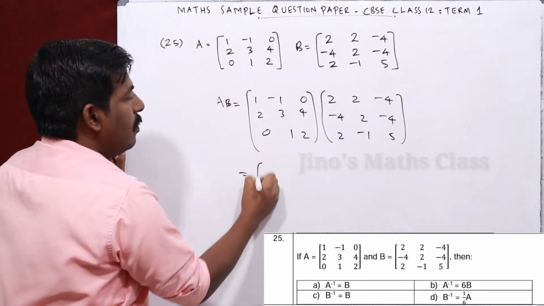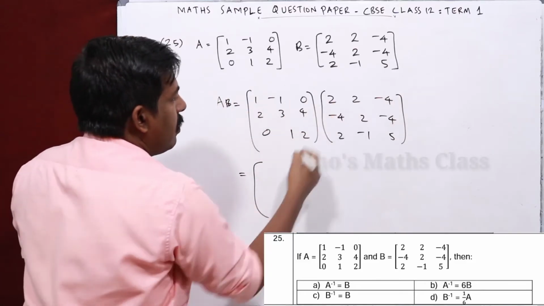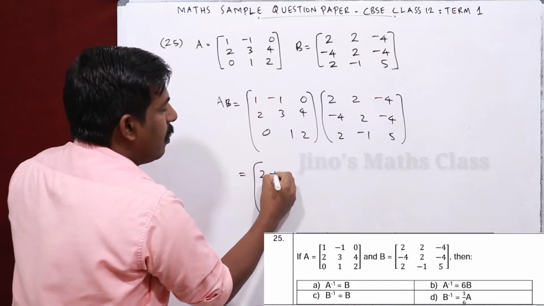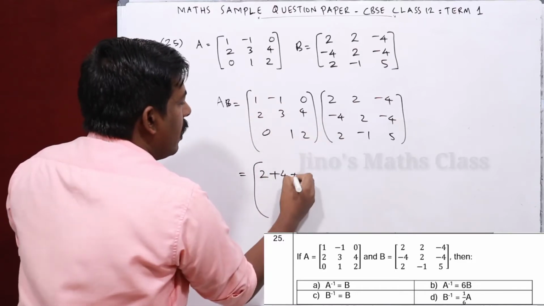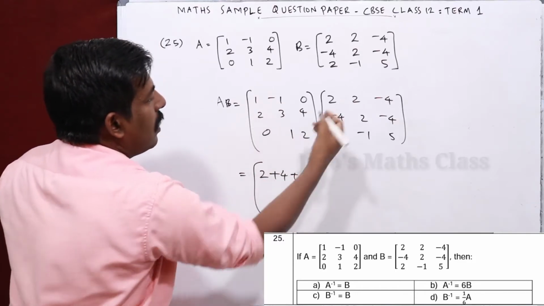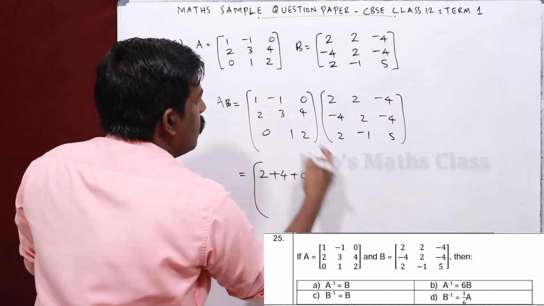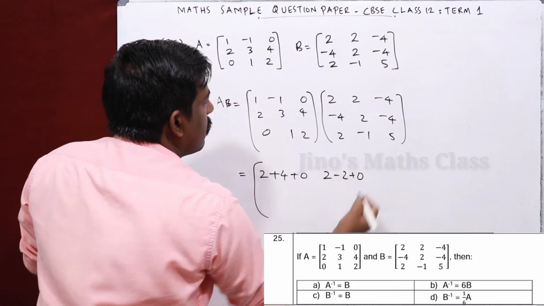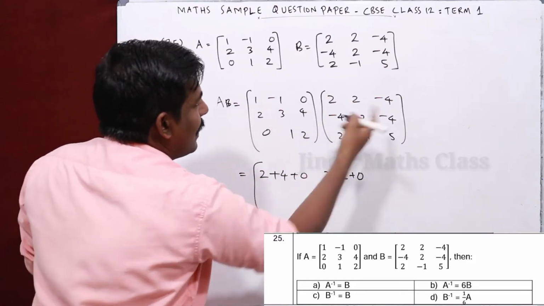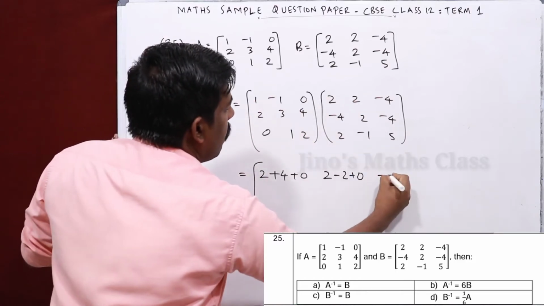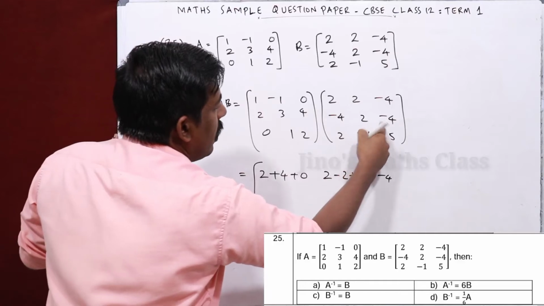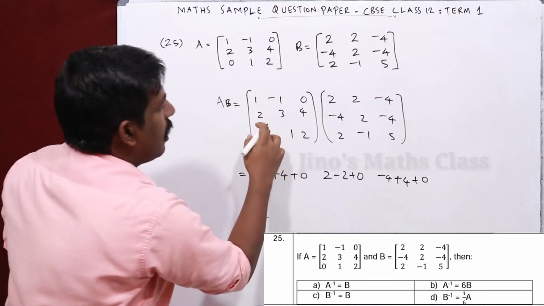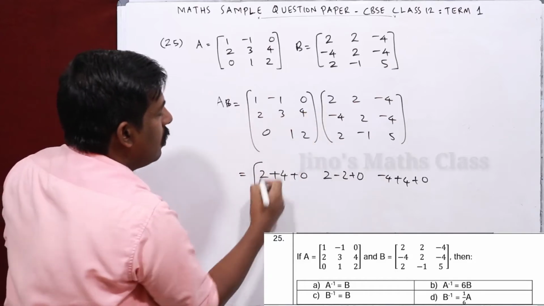So that is equal to, first row with the first column, 1 into 2, that is 2, -1 into -4, that is +4, and 0 into 2, that is 0. Then first row with the second column, 1 into 2, that is 2, then -1 into 2, that is -2, and here it is +0. Then first row with the third column, 1 into -4 is -4, -1 into -4 is +4, then 0 into 5, that is 0.